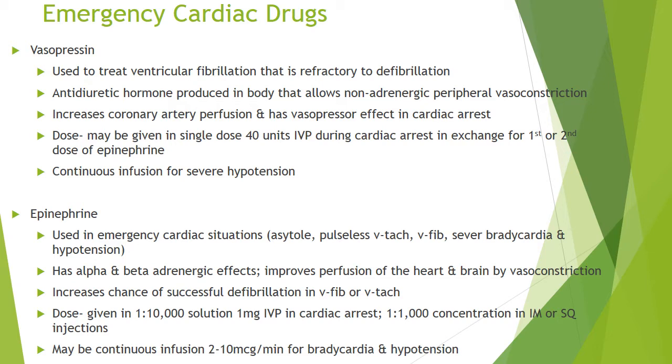Epinephrine is used in emergency cardiac situations. These patients may be in asystole, pulseless VTach, or VFib. They may have severe bradycardia as well as hypotension. It has both alpha and beta adrenergic effects, so it improves perfusion to the heart and the brain through vasoconstriction. It also increases our chance of successfully defibrillating a patient in VFib or VTach. It's given in a 1 to 10,000 solution. It's 1 milligram IV push in a cardiac arrest patient.